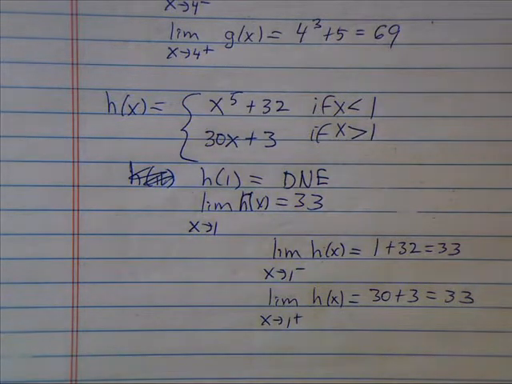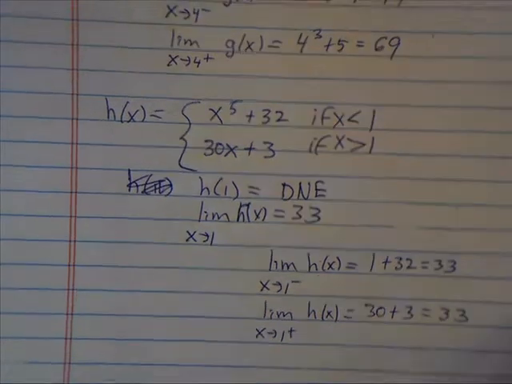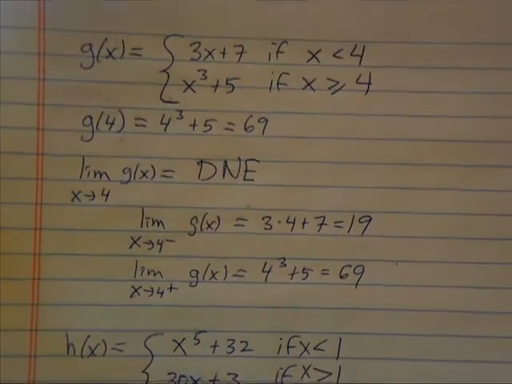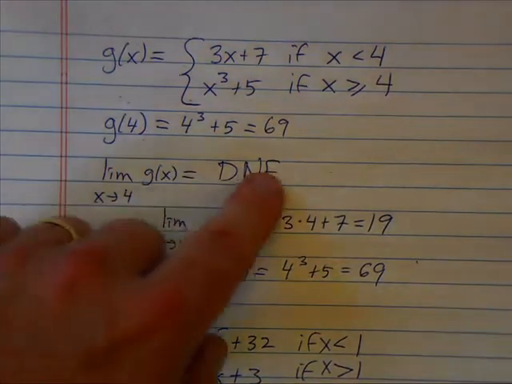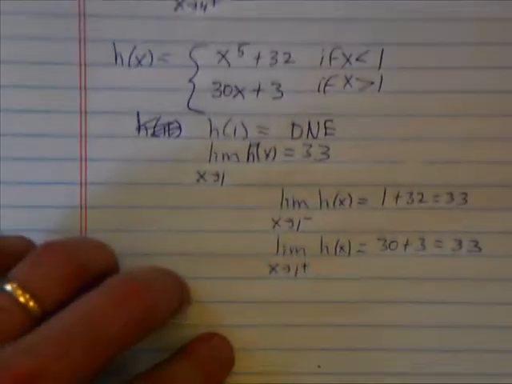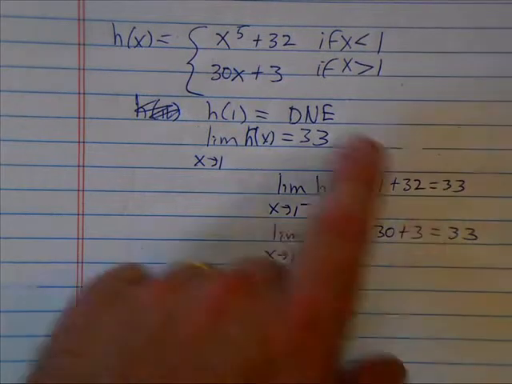Questions on that one? All right, so what's happening in a picture? How come for g of x the limit does not exist, but for h of x the limit does exist? What's happening in a picture?